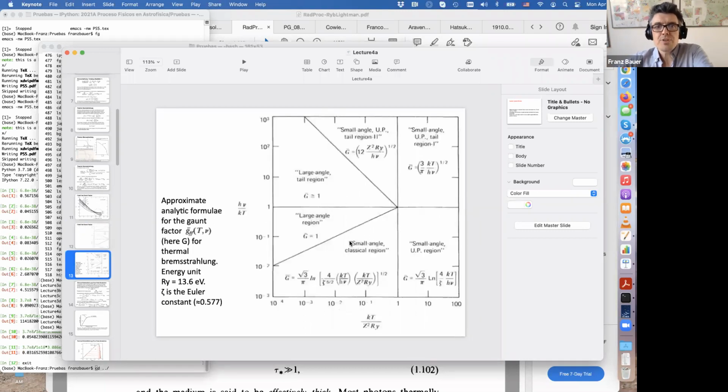We can also show this plot, which is sort of an analytical formula for evaluating the Gaunt factor. A little bit different terminology here. They use G here, and depending on what this ratio is and what this ratio is, in units of Rydbergs, you can use this sort of approximation for what it should be. You can plug it in and get a decent functional form in certain regimes.